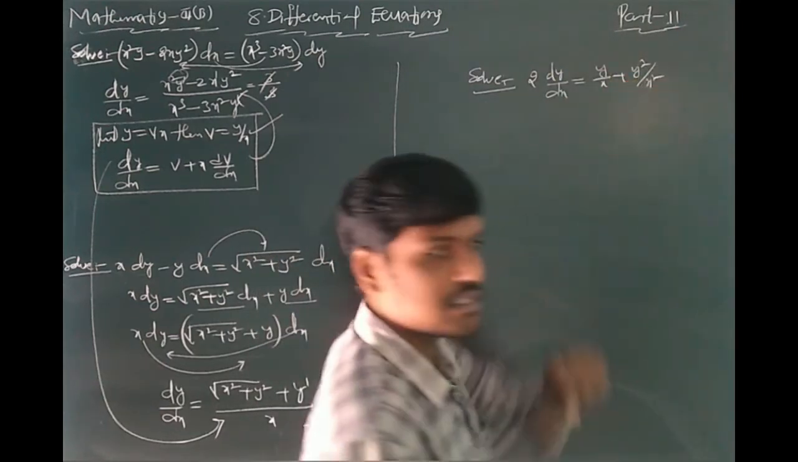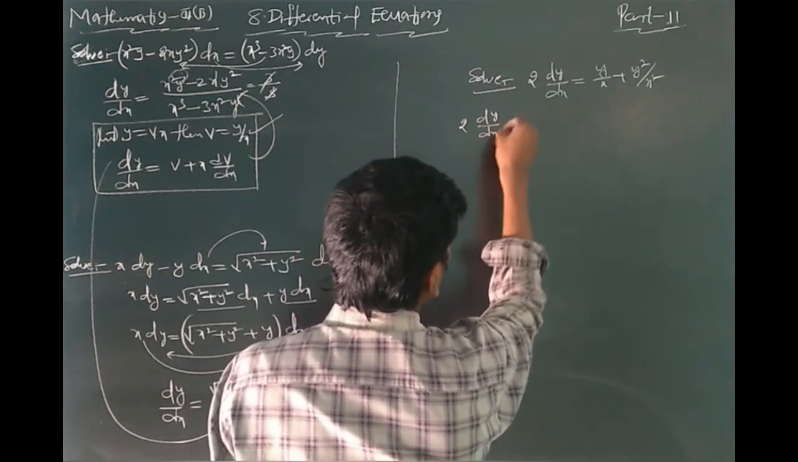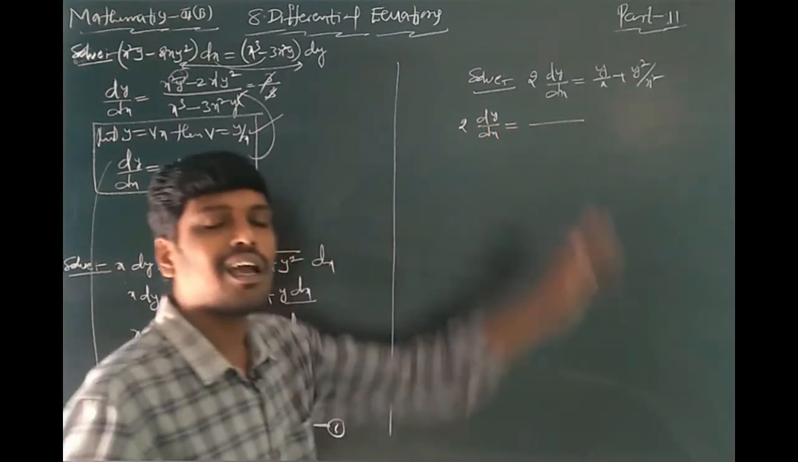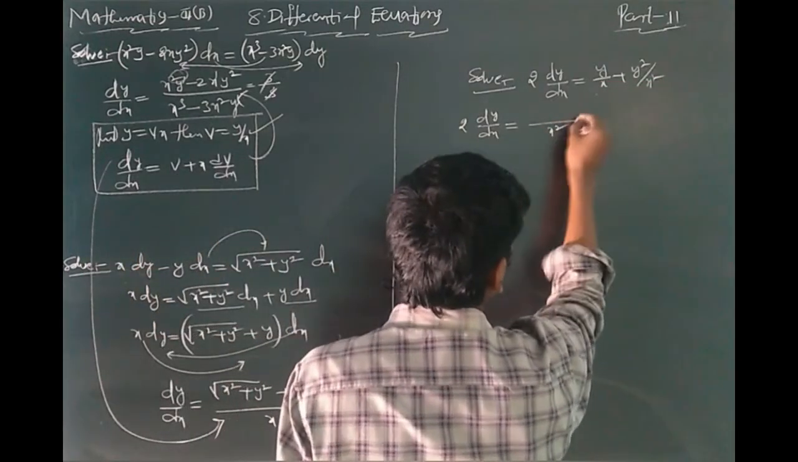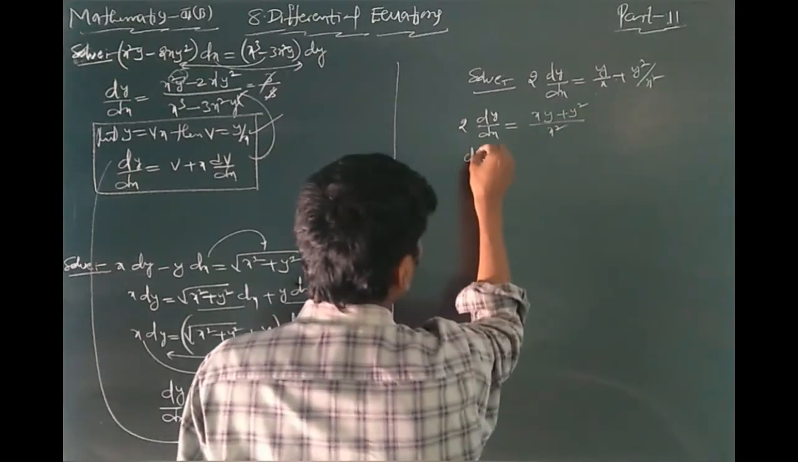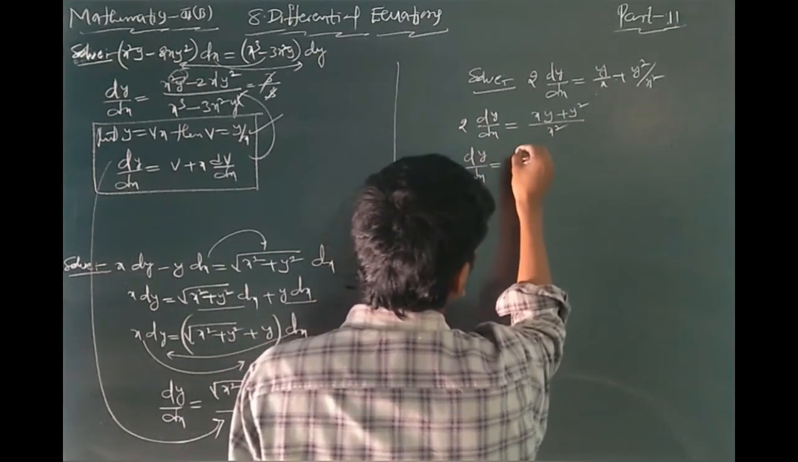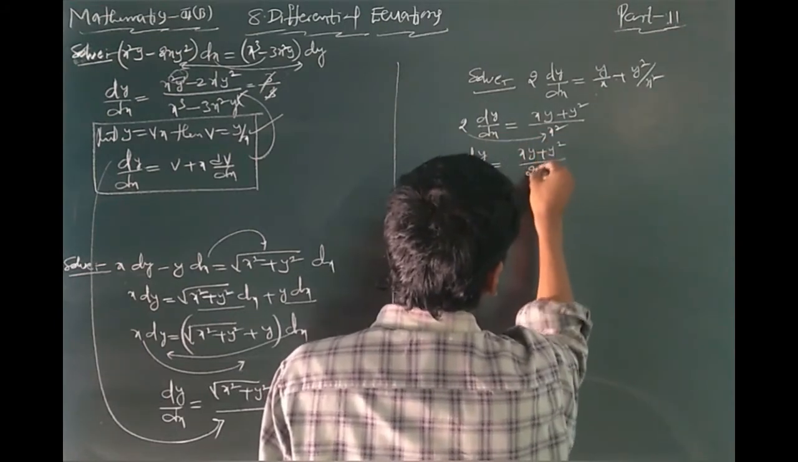Okay students, the next one is solve 2 into dy by dx is equal to y by x plus y square by x square. See students, this can be written as 2 into dy by dx is equal to, first of all you can write the LCM. What is the LCM? x square. Then you can write xy plus y square. Next, dy by dx equal to what? dy by dx equal to xy plus y square, right? This 2 goes to here, 2x square.